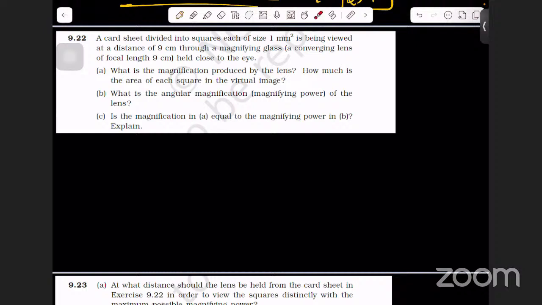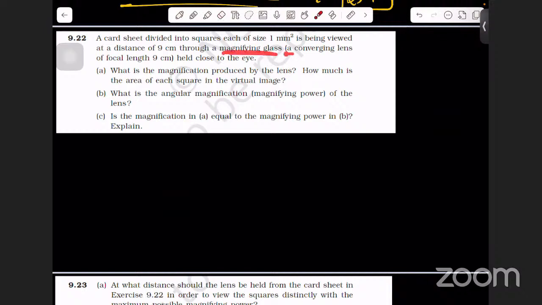Okay. A card sheet divided into squares, each of size 1 mm square, is being viewed at a distance of 9 centimeters through a magnifying glass. You have a card sheet and you are viewing it at 9 centimeters through a magnifying glass. All right, that's the question.